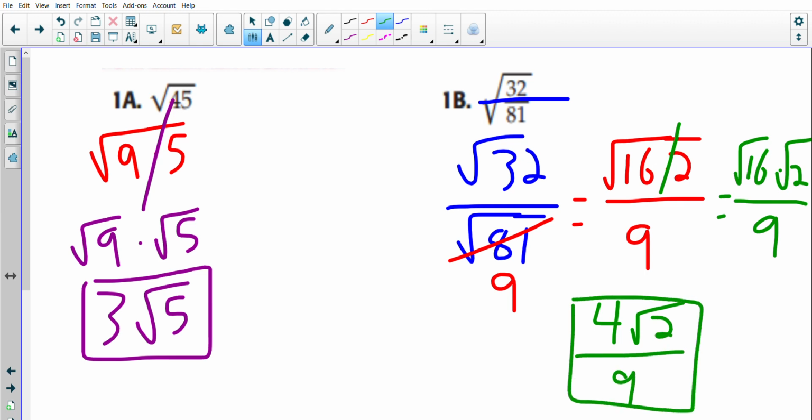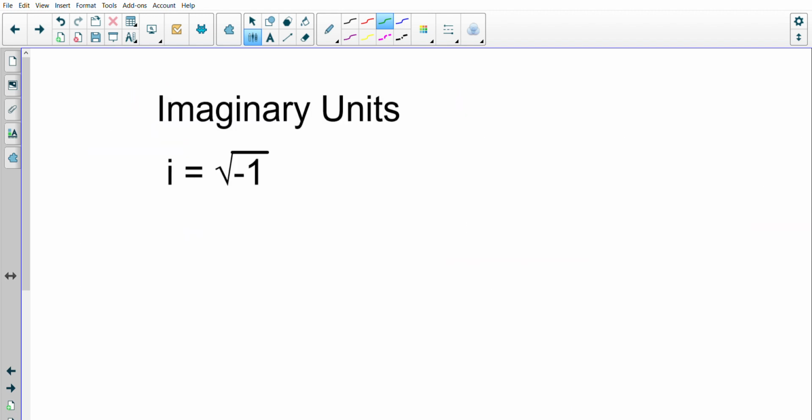Alright, so that's some basic introduction with radicals. Now we have to introduce the imaginary unit, i, because we cannot take the square root of a negative number. So when we see the square root of a negative number, we want to take the negative out and pull the i out. As soon as you see a negative under the square root, get rid of that negative and put an i out there. So I'll show you.